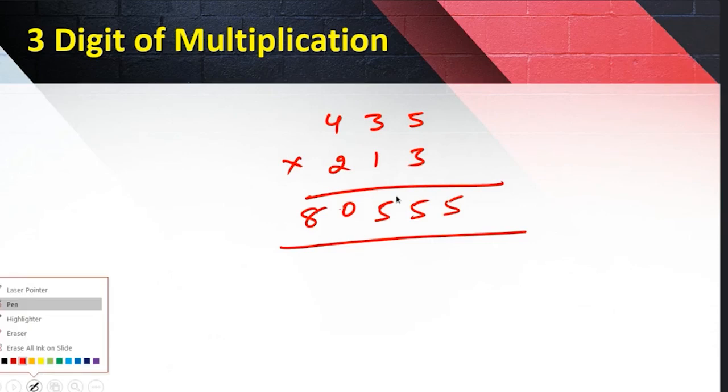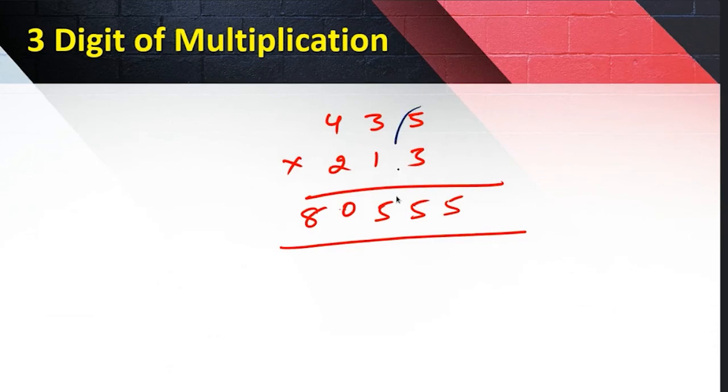80,555. Okay, let me check. 5 3s are 15, so correct. 1 carry. 3 3s are 9, 5 1s are 5. So 9 plus 5 is 14 plus 1, 15. Correct. Carry over 1.